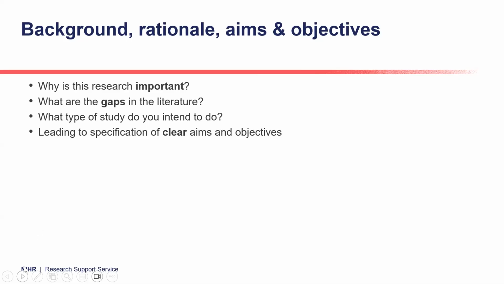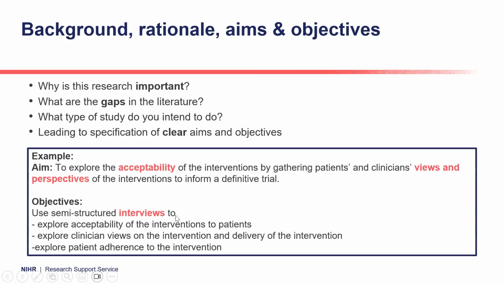And here, highlighted in red, are key terms that you should be using to help the reviewers understand you're planning a qualitative study. So here, for example, using the case study, we said the aim is to explore acceptability of the intervention by gathering patients' and clinicians' perspectives to inform the future trial. And the objectives, of course, are conducting interviews to explore acceptability, views, and patient adherence.